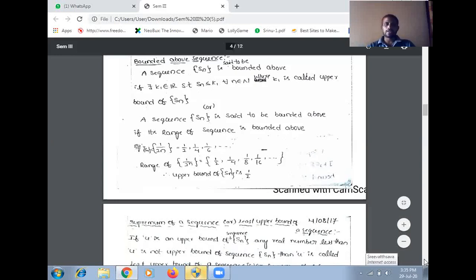A sequence Sn is said to be bounded above if there exists K1 belongs to R such that Sn less than or equal to K1 for all small n belongs to capital N, where K1 is called upper bound of Sn.